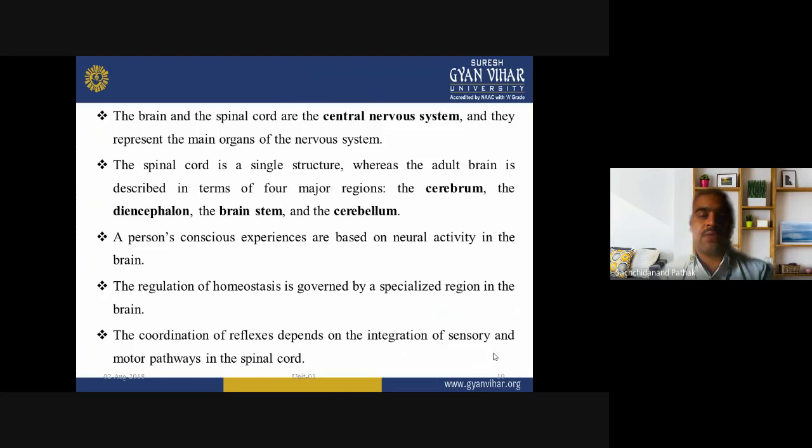Now, the coordination of reflex depends on the integration of sensory and motor pathways in the spinal cord. We have seen the reflex action where when you touch a hot object, your hand will be pulled out without any effort. If you put your foot on a thorn, you will pull your leg up without any effort, without desire. These reflex actions are integrated by the combination of your sensory and motor pathways.